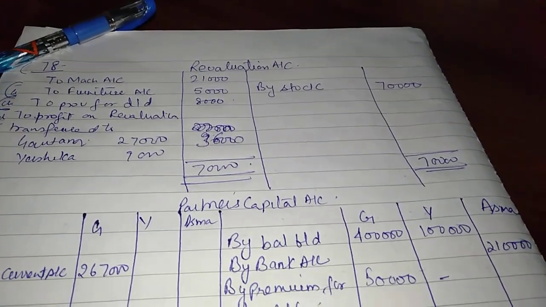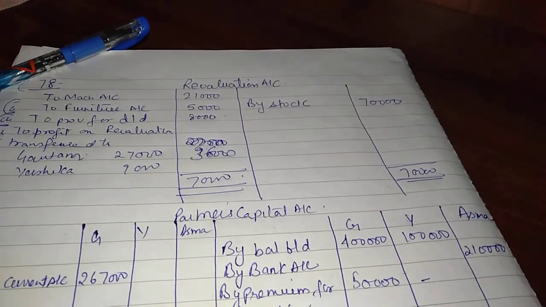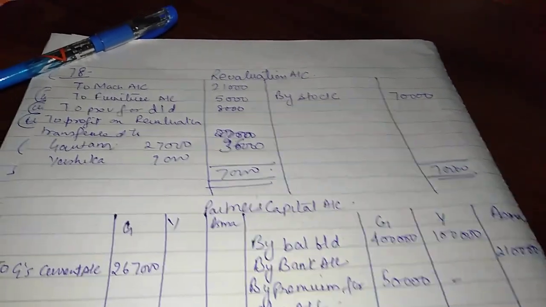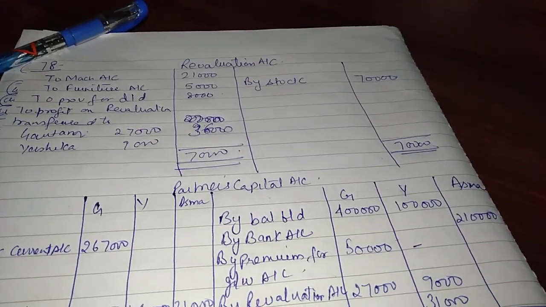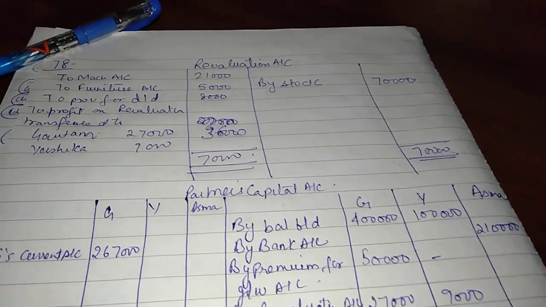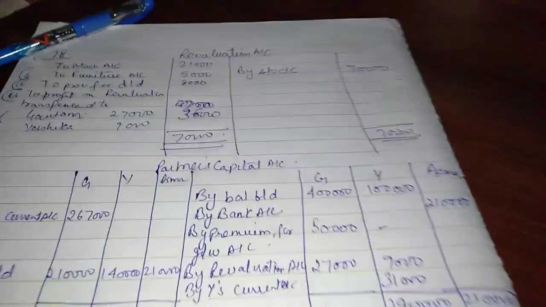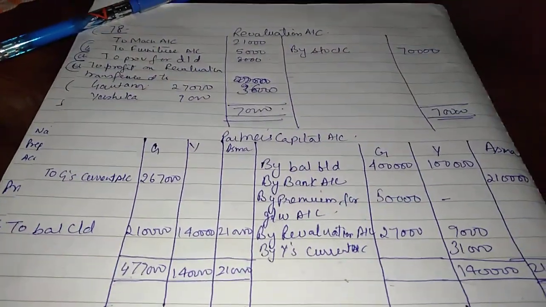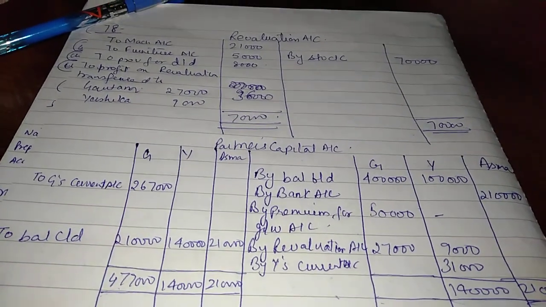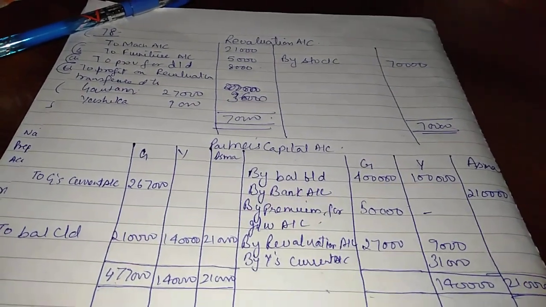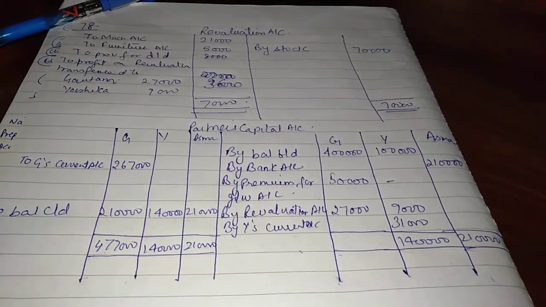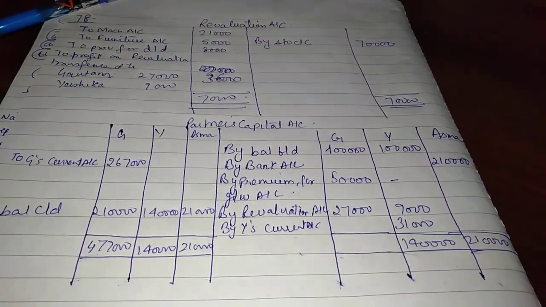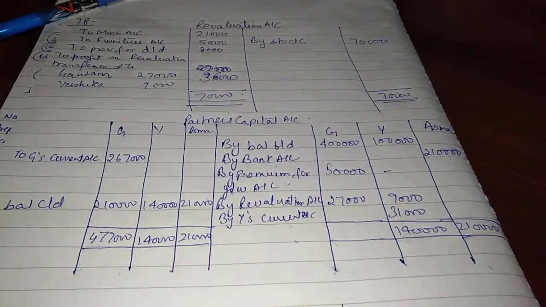So here you get profit on revaluation 36,000, which is distributed among two partners, Gautam and Yashika, in the ratio 3:1, meaning 27,000 to Gautam and 9,000 to Yashika. Now I am going to prepare the partners' capital account. The balance is given in the question, in your balance sheet: by balance brought down 4 lakh and 1 lakh. The new partner brought 2,10,000 as capital, so by bank account 2,10,000. He brought 50,000 as premium for goodwill.